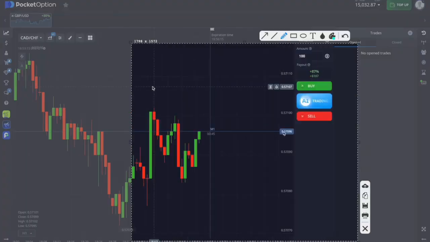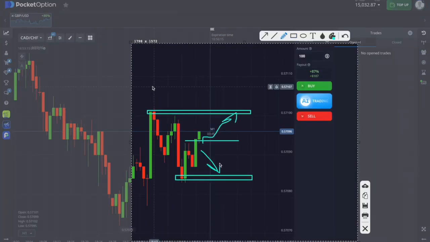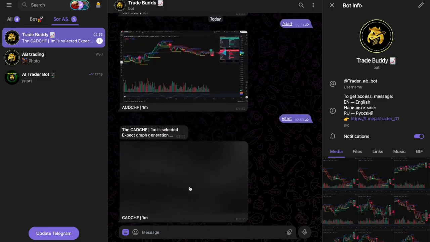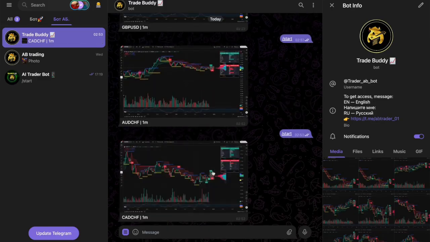To briefly explain my trading strategy, we have an upper level and we have a lower level. The chart is between them. It will either go up or it will go down to the lower level. Let's take a look at this now. I'm opening the image on the bot.